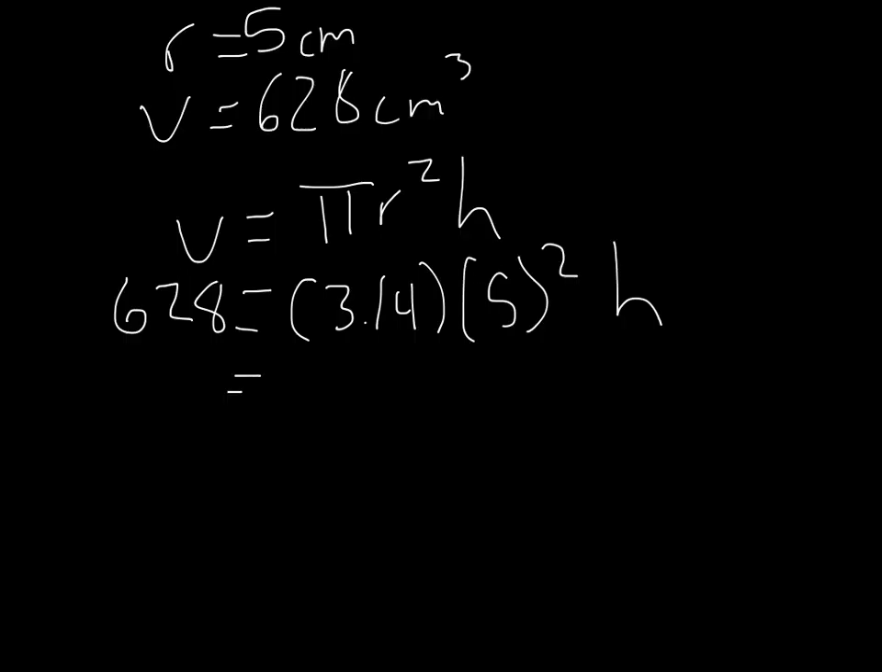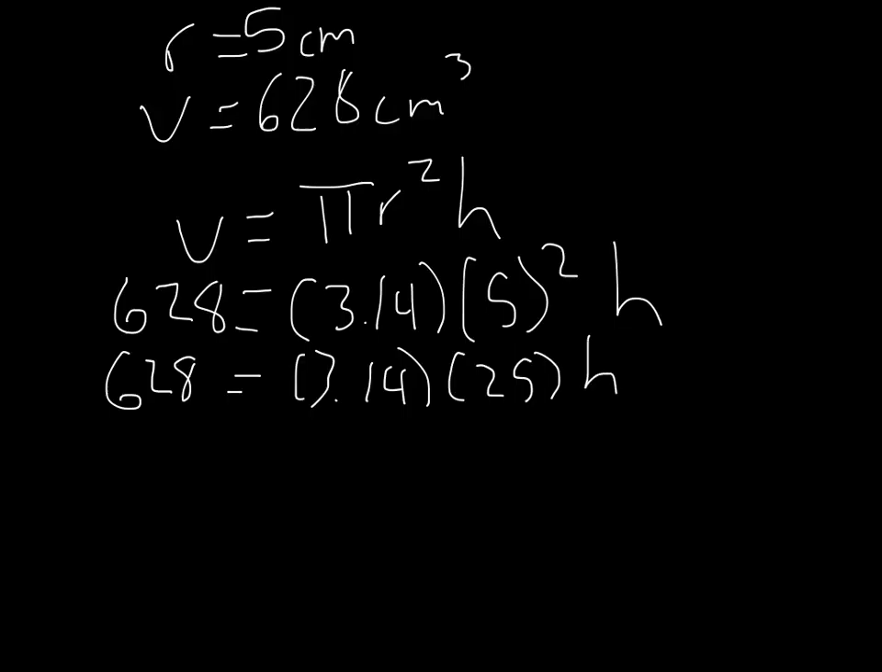Next, equals. That's 628. I can't do anything to it, so it goes back down. Which part am I going to do next on the other side? The exponent first. 3.14 times 25 times h. Going to go down again. 628 equals. What's 3.14 times 25, Mr. Sweeney? 78.5. 78.5 h. So now I'm left in this situation.